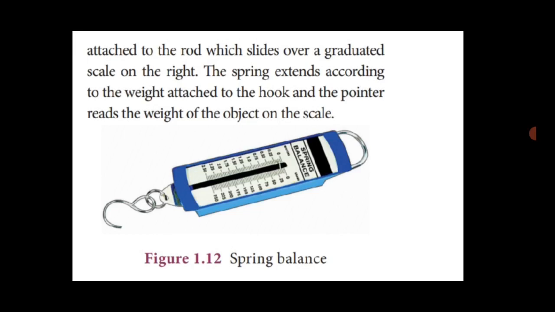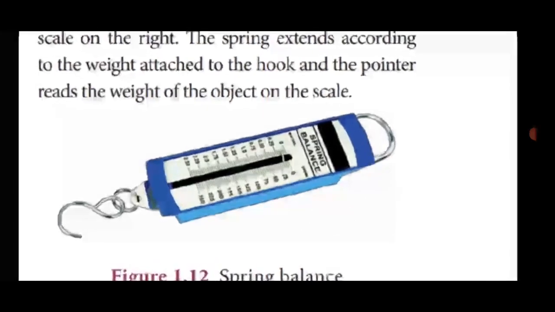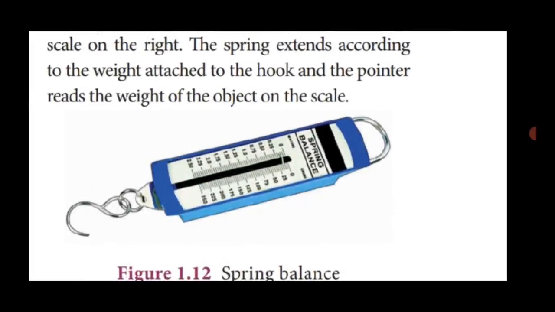This is the picture of a spring balance. One end is attached to the spring, which is fixed, and the other end is attached to the hooks and the rod. It works by what law? Hooke's law. Hooke's law states that the addition of weight produces a proportional increase in the length of the spring. See this pointer. The pointer indicates the numbers. This number indicates the weight of the object.